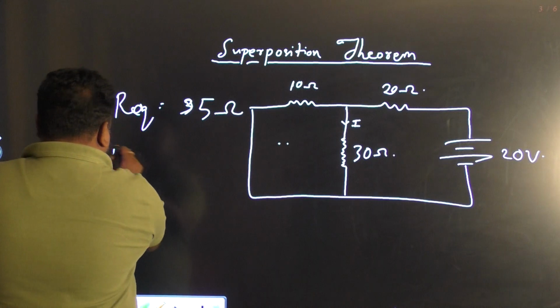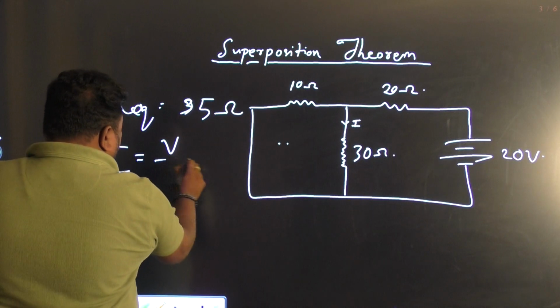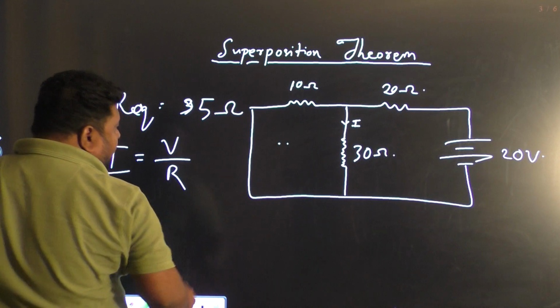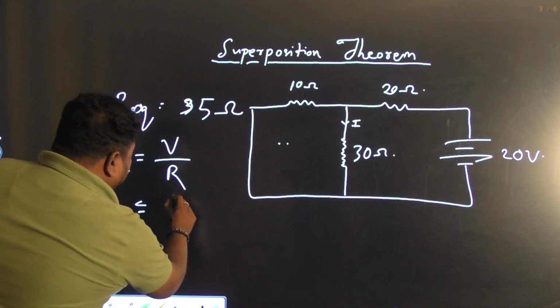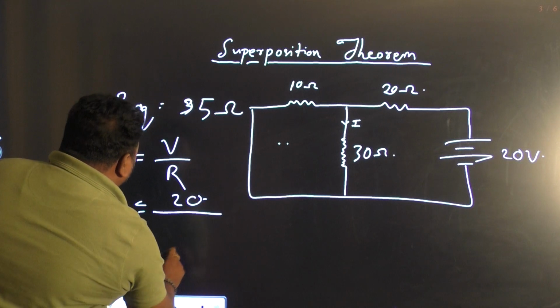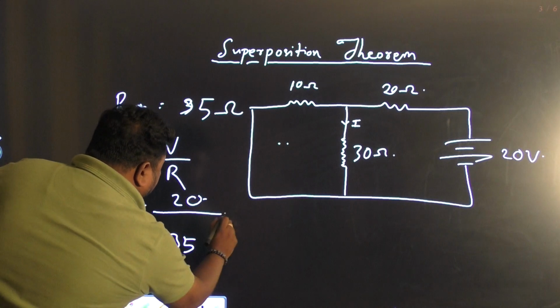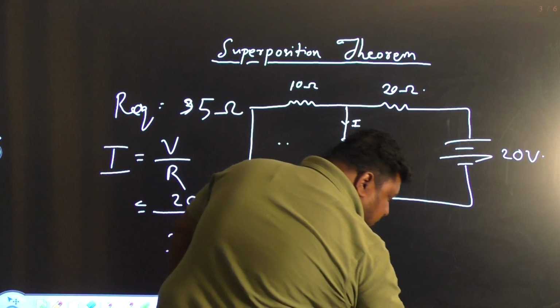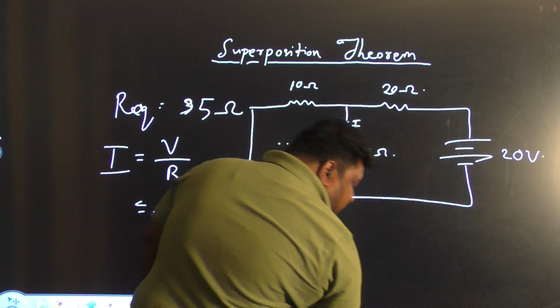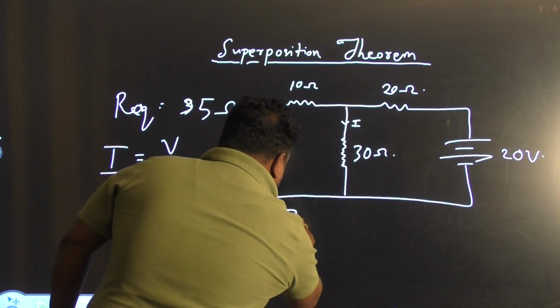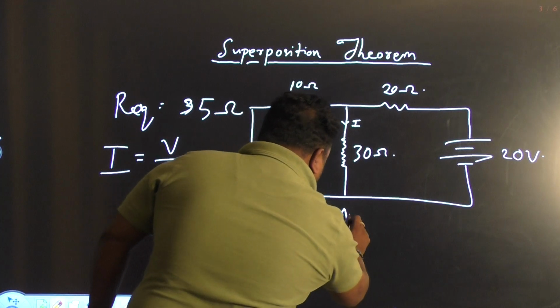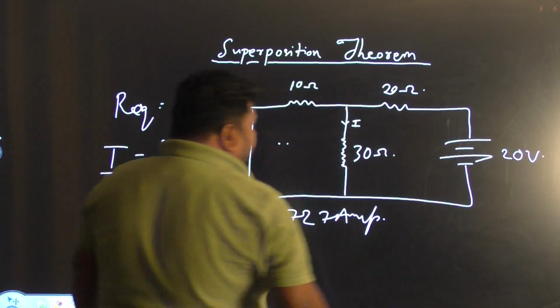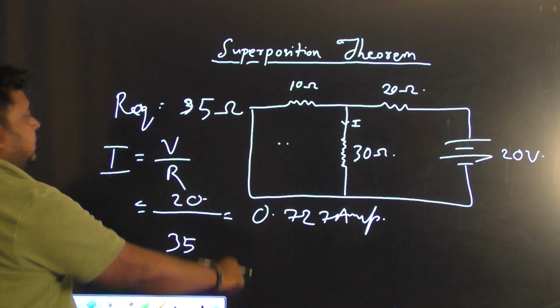Then again current is V by R. Right now what is the value of voltage? 20 volt. And what is my R equivalent? 35. So I am getting a value of 0.727 ampere. All these are pre-calculated values, you can cross check it.